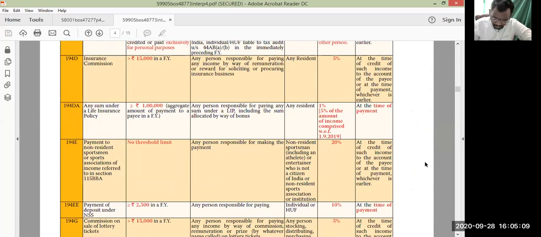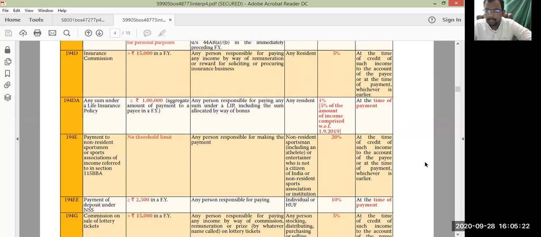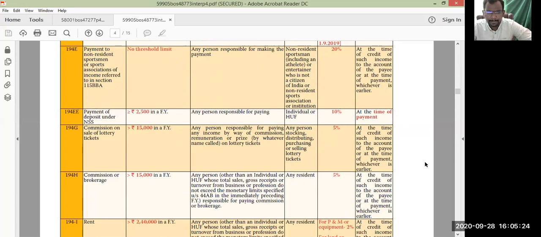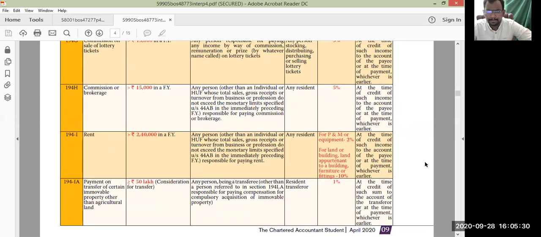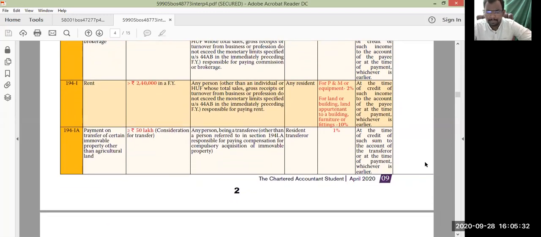194DA, just now we have discussed the amendment. Earlier 1% was the rate of TDS. Now it is increased to 5%, and it came into effect from 1st September 2019 onwards. Next. 194I threshold limit: earlier it was 1,80,000. Now it is increased to 2,40,000. Next.